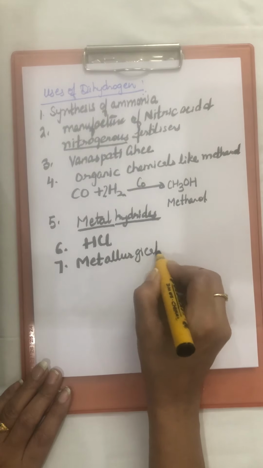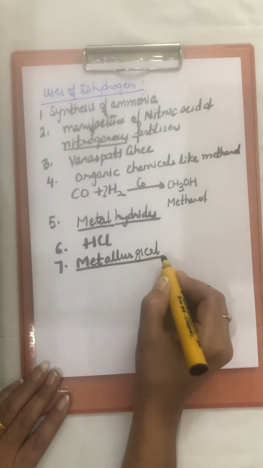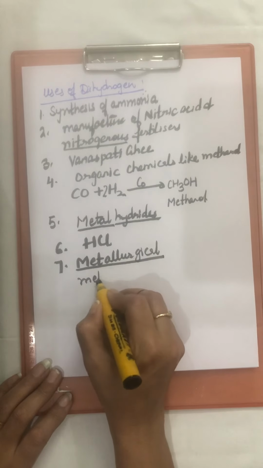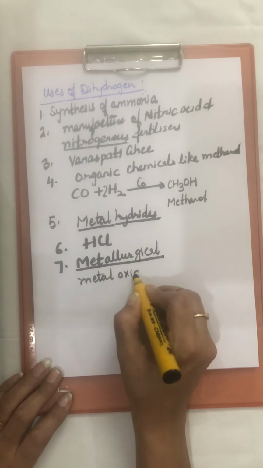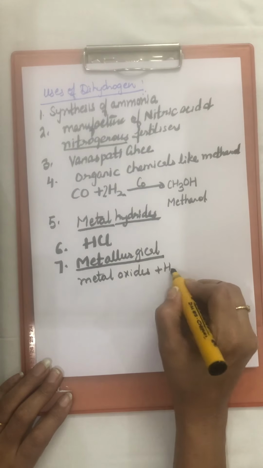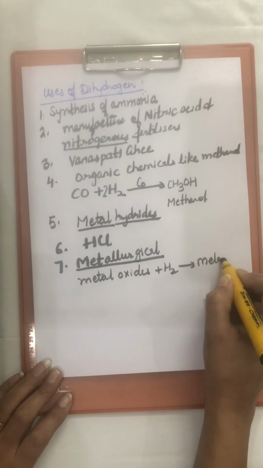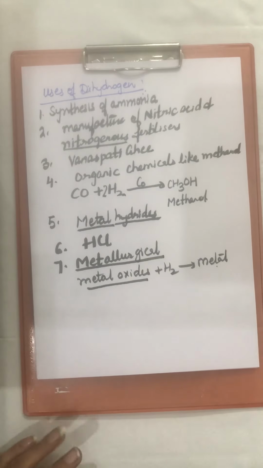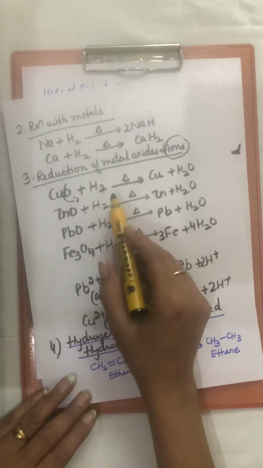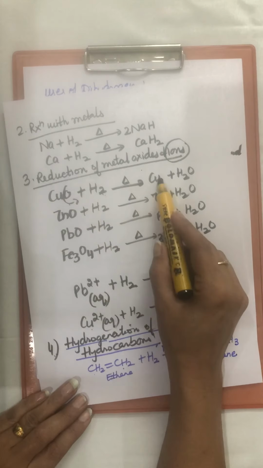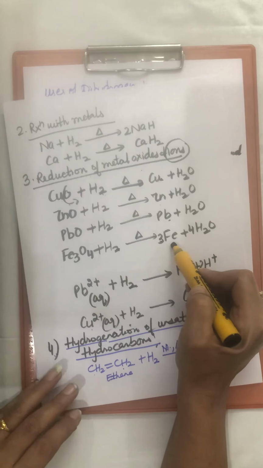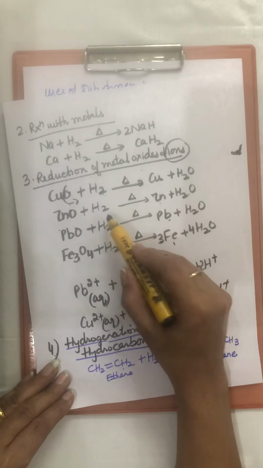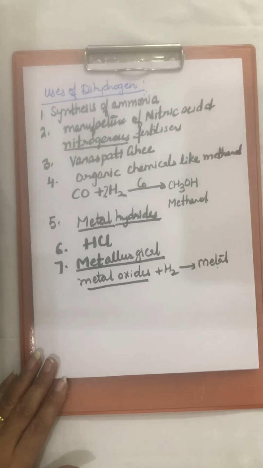In metallurgical processes, meaning extraction of metal from its ore, the heavy metal oxides are reduced by hydrogen to metal. So to get metal from its oxides, hydrogen is used. Like in this reaction, when hydrogen reacts with metal oxides, we get the metal. So in metallurgical processes, to convert metal oxides to metal, hydrogen is used.